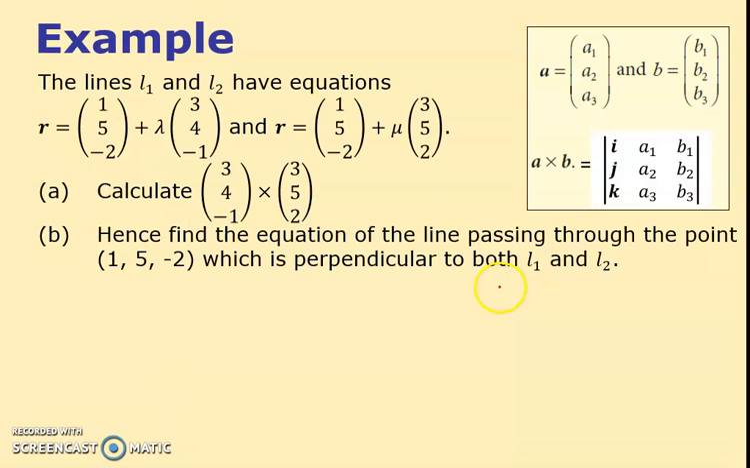Question 576, there you go. The lines L1 and L2 have equations. Now remember, these are the direction vectors. That's D1 and that's D2. Calculate this by this. Alright, fair enough. I'll just do it here, at least start it off. It's i, j, k, 3, 4, minus 1, 3, 5, 2.